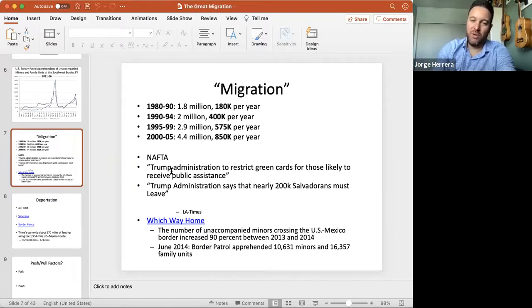The Trump administration moved to restrict green cards for those likely to receive public assistance. This was what Trump was saying a couple of years ago. The Trump administration says that nearly 200,000 Salvadorans must leave. So we'll talk about that in a second. But there was a huge earthquake in El Salvador. What was it, 1980 something? People were displaced, and the United States took them in. So there's people who were allowed to come in, like refugee status. Your country is literally crap because of this giant earthquake that crushed the entire country. So we're gonna let you come here for a while, like temporary residents here in the United States, right? In the early 80s.